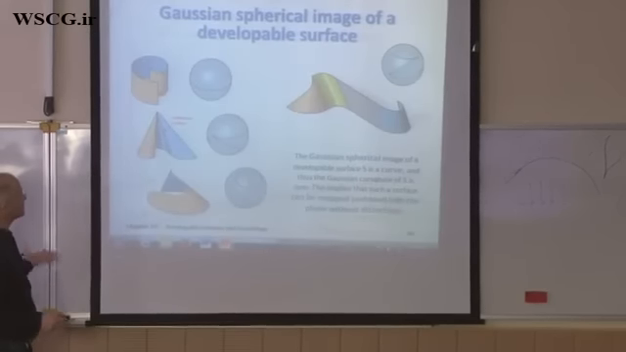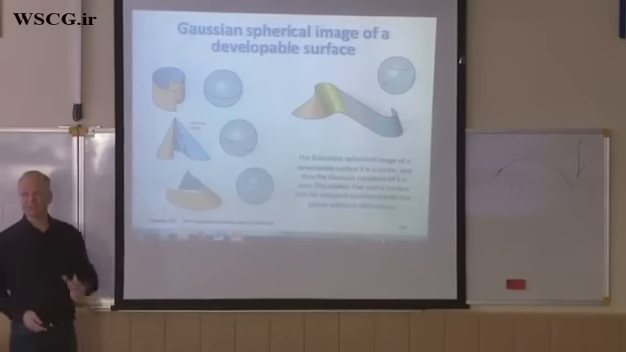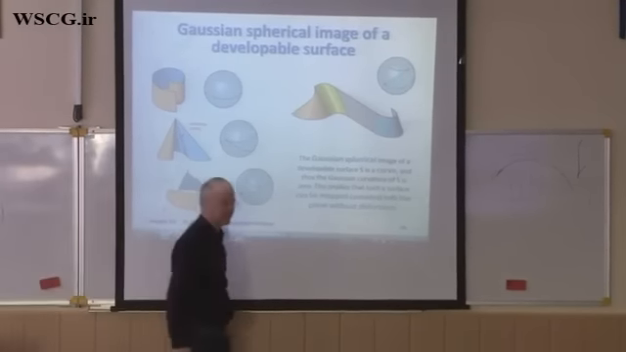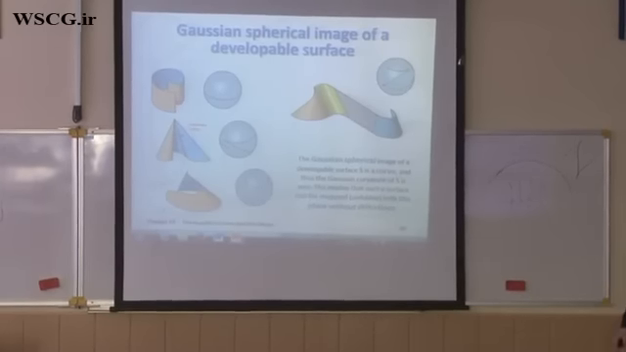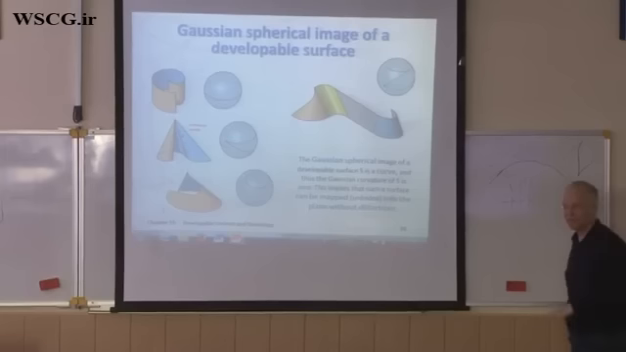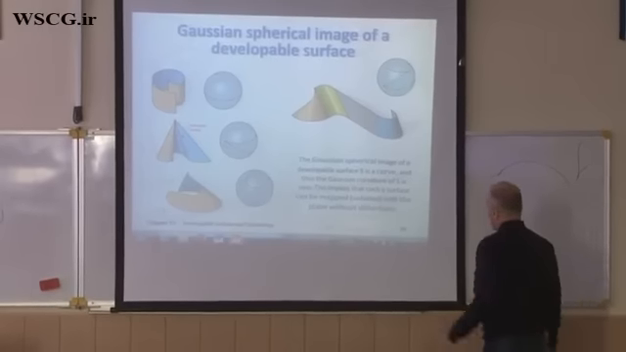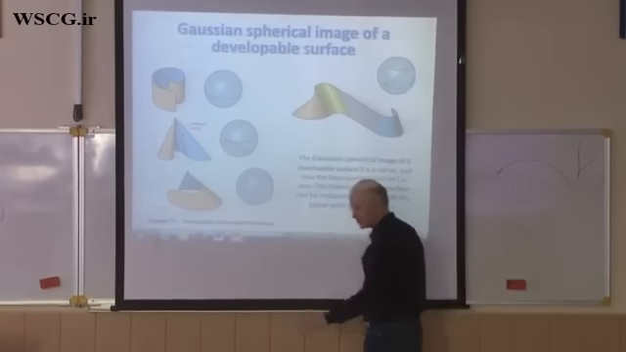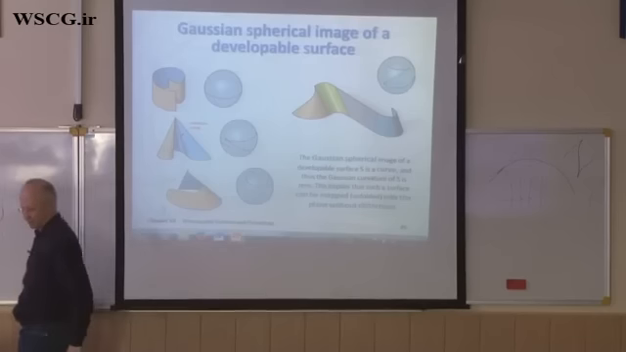This is what I said yesterday. Each ruling, this is called a ruling. A straight line on such a developable surface is called a ruling or a generator. So a developable surface has a continuous, in fact differentiable, family of rulings or generators. Along such a ruling we have a constant tangent plane. This is extremely important. This characterizes the developability.